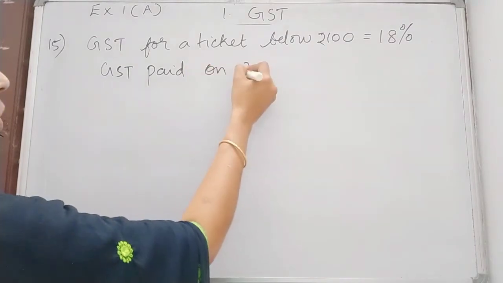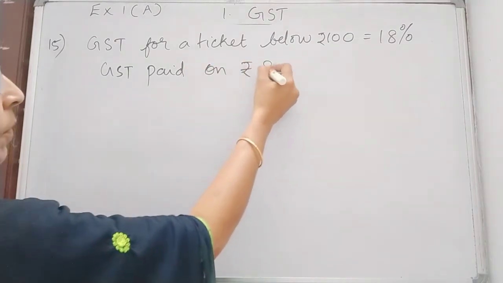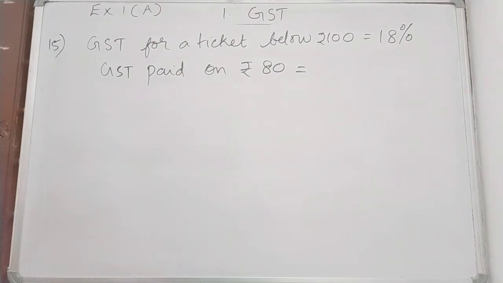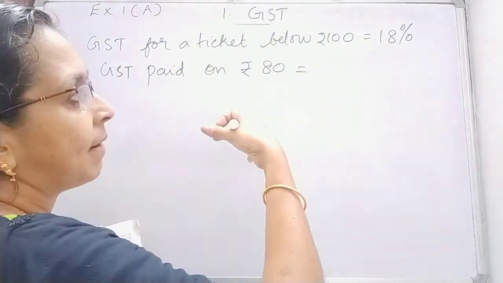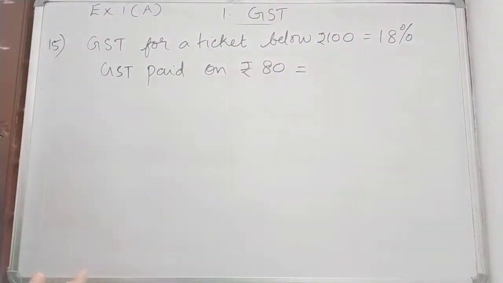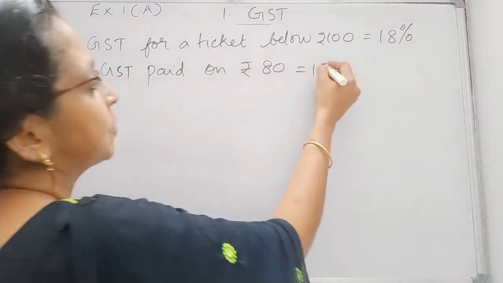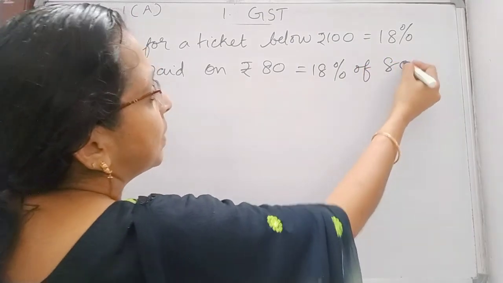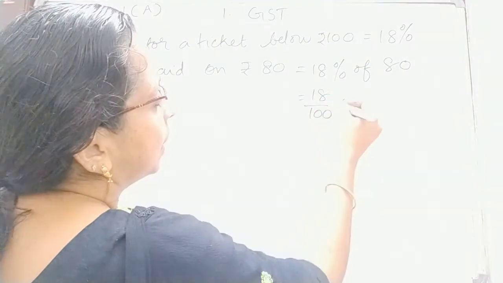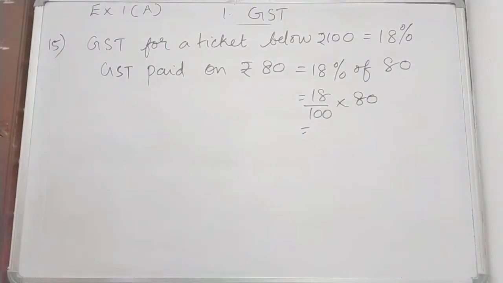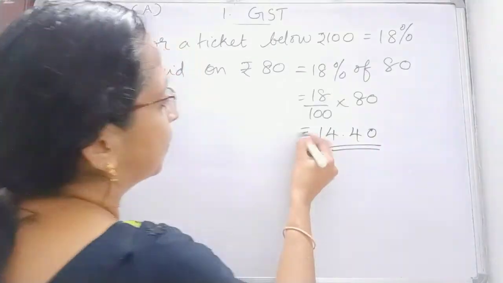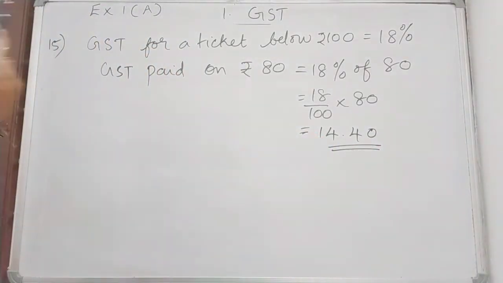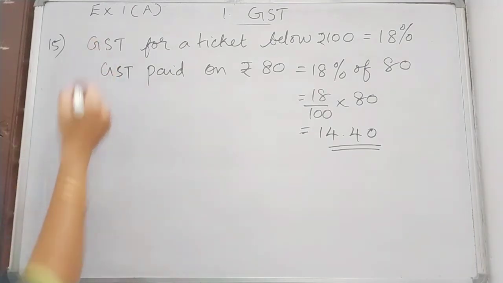So GST paid on rupees 80 is equal to, for 80 rupees, GST paid is below 100, it is 18%. So how can we find out? 18% of 80 rupees. That is 18 by 100 into 80. So cancel it. You will get it as 14.40 rupees.